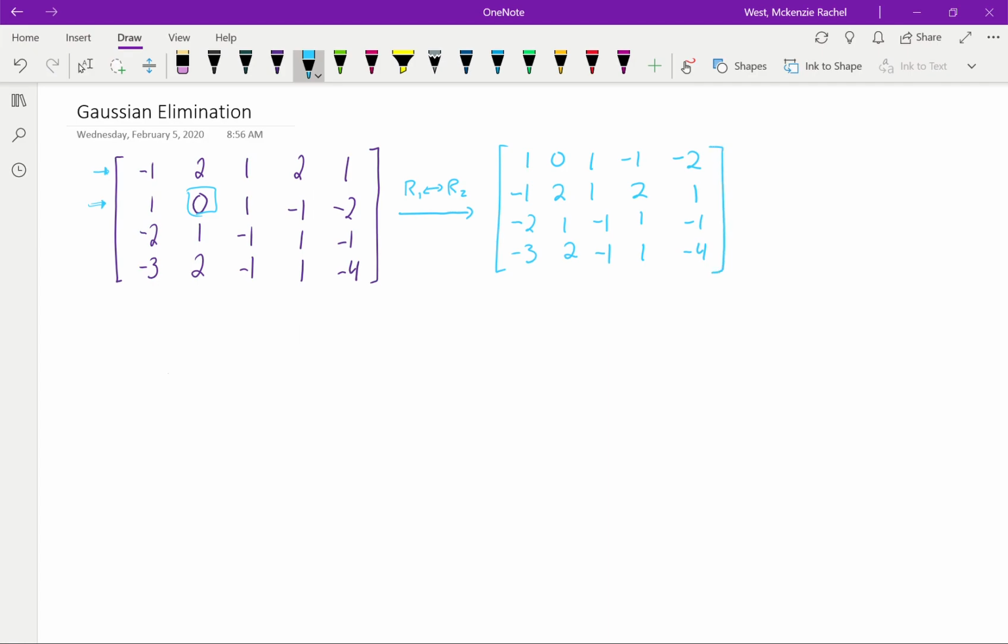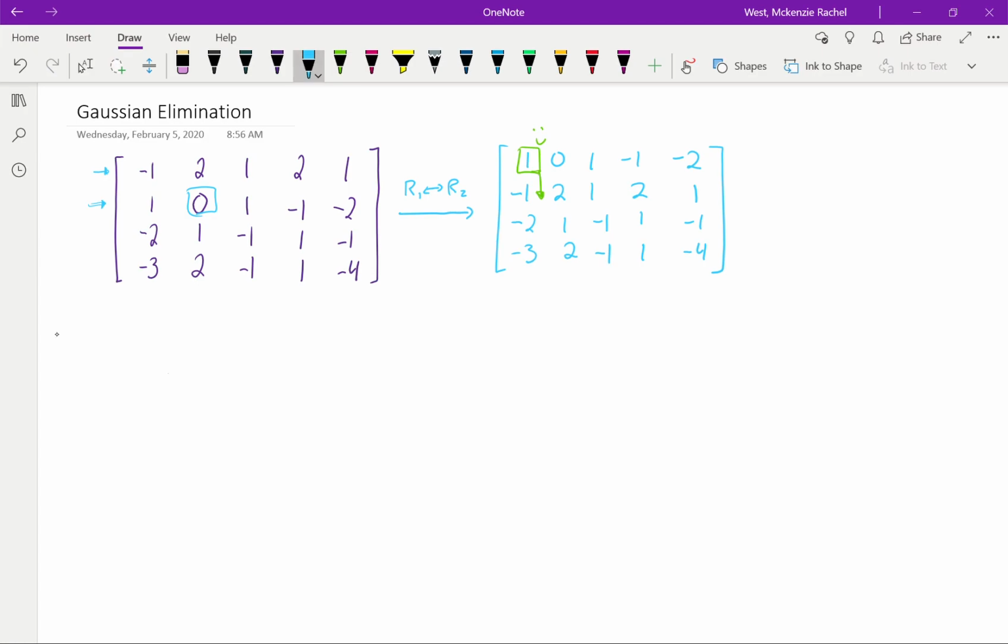Alrighty. So next, the reason I wanted a 1 up in this spot, so let's highlight the 1 and say we're happy with that. The reason we wanted that 1 up there is so that we can clear out everything that's below that 1. We can make all of those zeros.